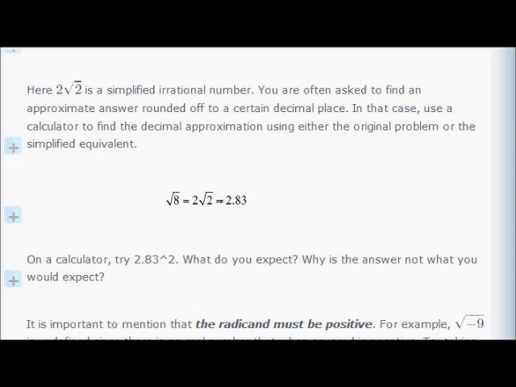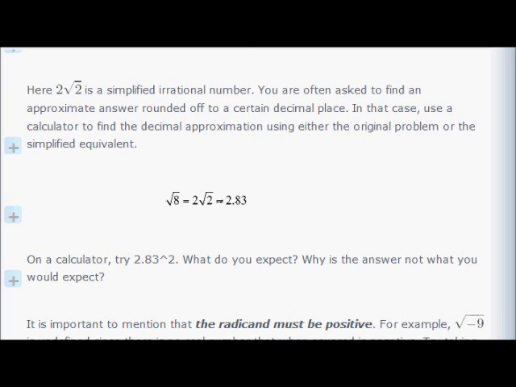Here, 2 root 2 is a simplified irrational number. Because we know that if you take the square root of 2, you'll end up with an irrational number that just goes on forever. And even if you multiply that by the 2 in front, you'll still have an irrational number that goes on forever. In this case, what's asked of you is to find an approximate answer, rounded off to a certain decimal place, and you can find that with a calculator.